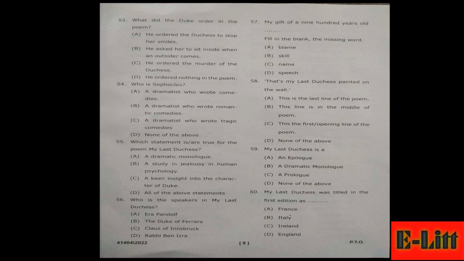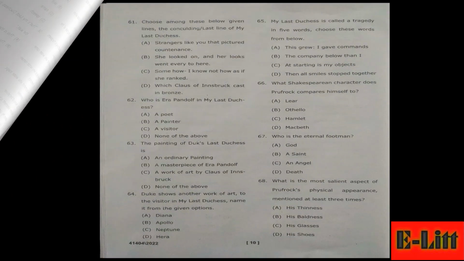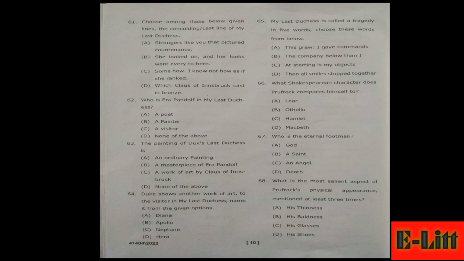Option C is right. My Last Duchess is a dramatic monologue. My Last Duchess was titled in the first edition as Italy. Option B is right. Question number 61 is, choose among these given lines the concluding or the last line of My Last Duchess. The correct answer is, which Claus of Innsbruck cast in bronze for me? Option D is the right one, friends.